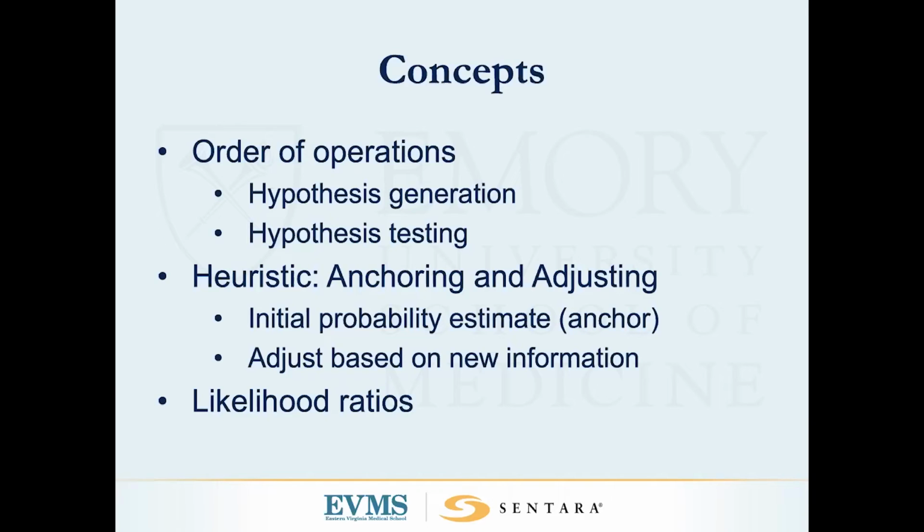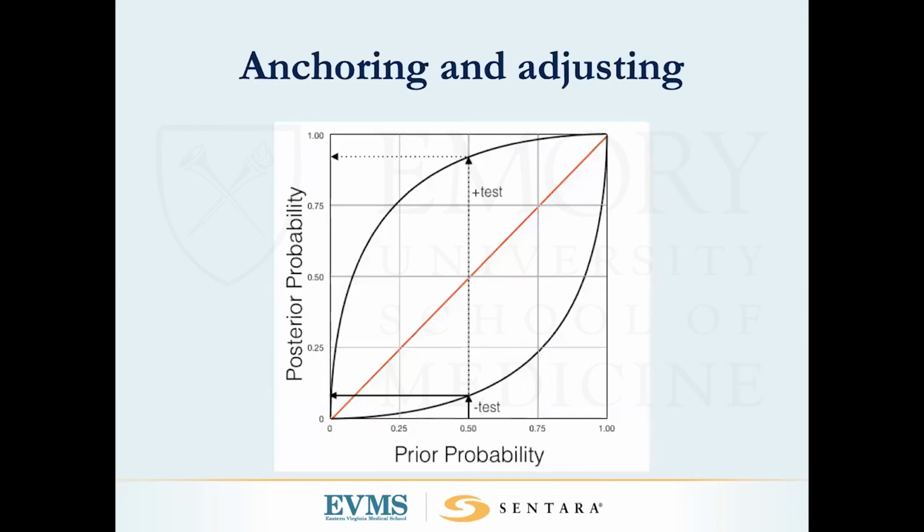So learning about the anchoring and adjusting heuristic was something that was discussed. So how much should you adjust your probability estimate based on new information? We use likelihood ratios to give people an idea of how much to adjust your probability to come up with a post-test probability. So order of operations, anchoring and adjusting, and likelihood ratios were the three concepts that I focused on in my video.